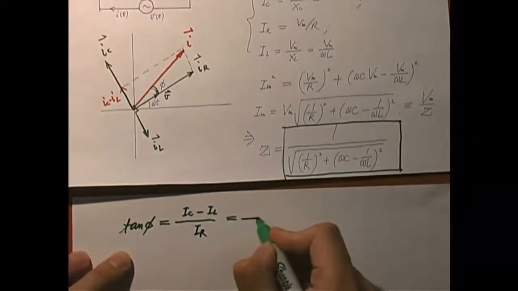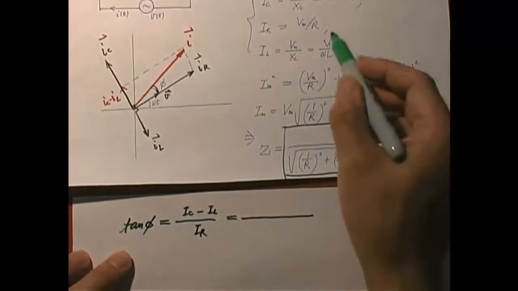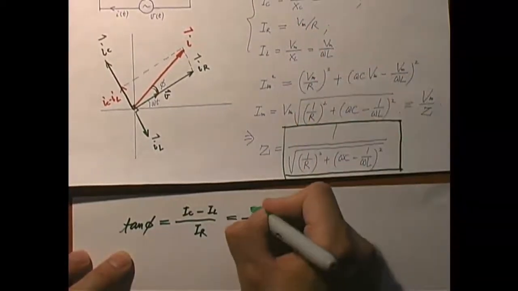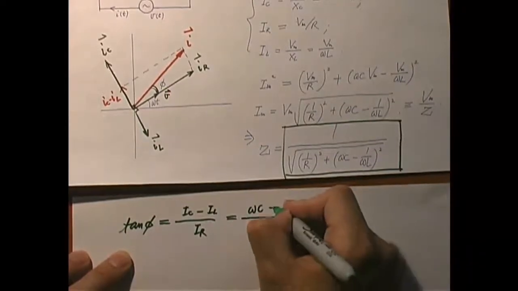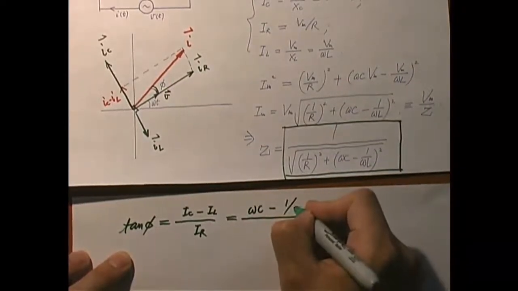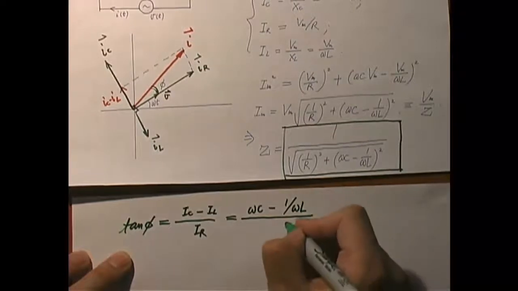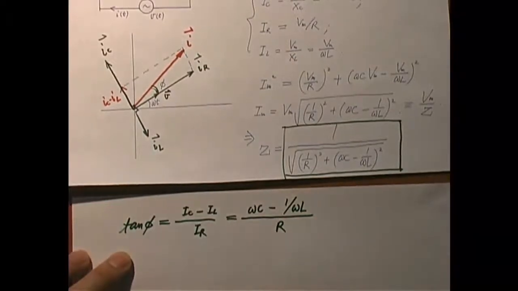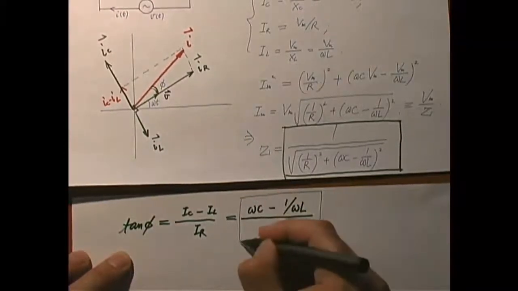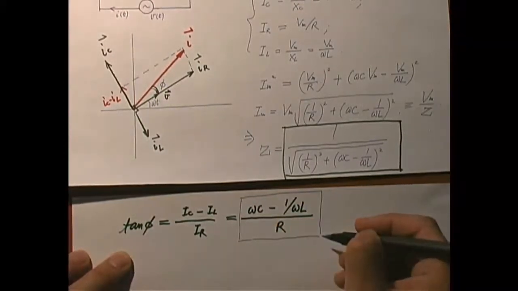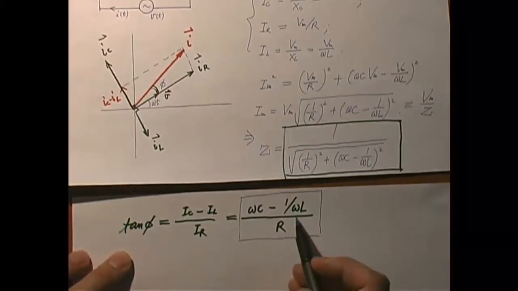And we can easily plug in the values of IC, IL, IR. So this is omega C. There is a Vm in every term, so I'm going to throw that away. Minus 1 over omega L, and divided by IR. You see, there's something interesting about this combination. We've seen something similar to it before, but not exactly. Before we had omega L minus 1 over omega C. Now it's omega C minus 1 over omega L.